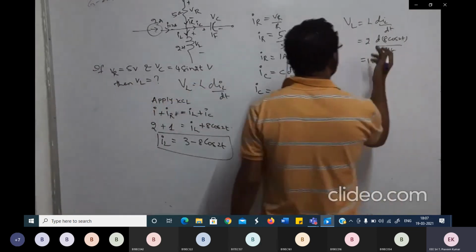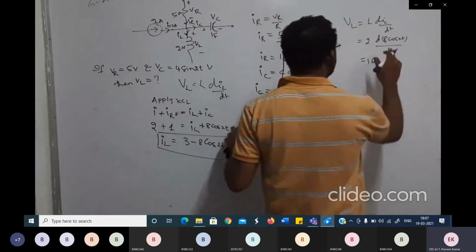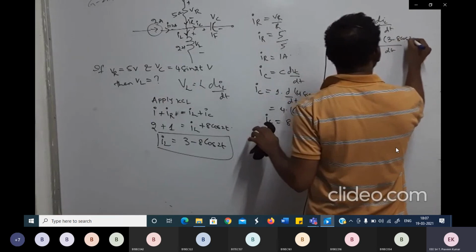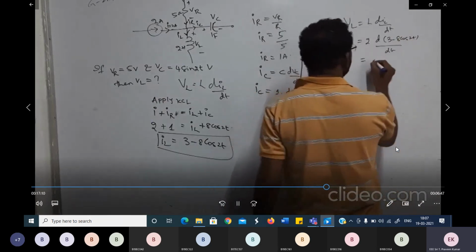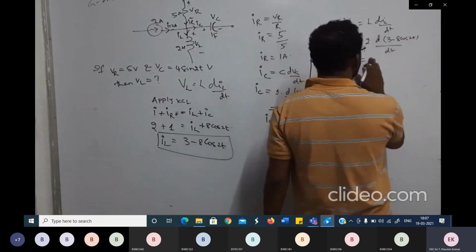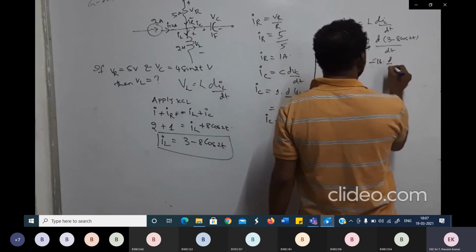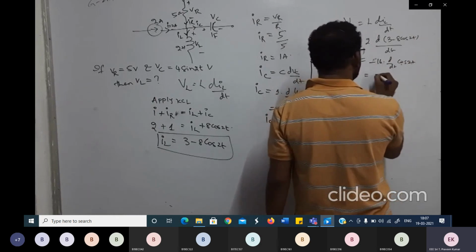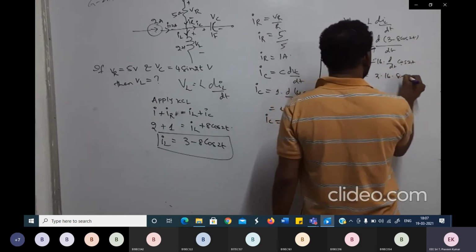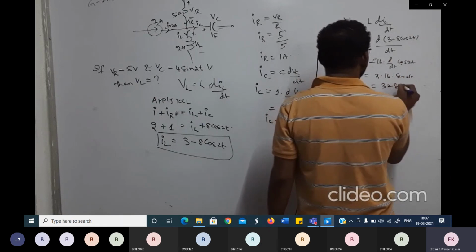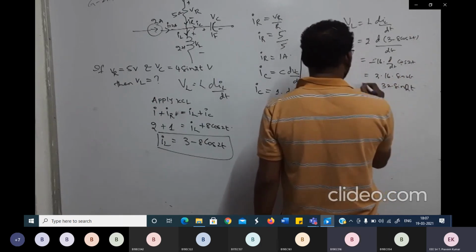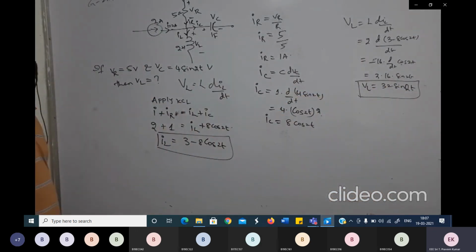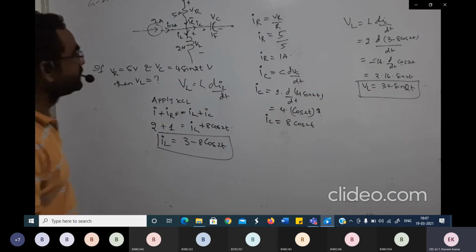So this is 3 minus 8 cos 2t. Right. So this is 2 into d by dt of 3, which is 0. You get minus 16 into d by dt of cos 2t, and therefore it will be minus sine, and 2 into 16 into sine 2t, so you will get 32 sine 2t. This is the equation for the voltage across the inductor, which equals 32 sine 2t. Now this is the answer of this question.